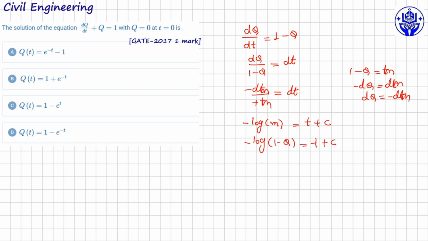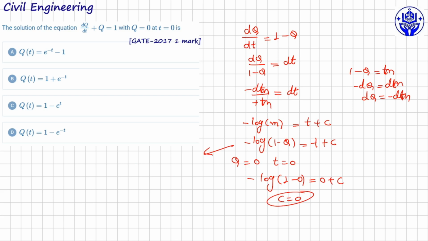So what can I do from here? It is log of 1 minus q. One thing is to use the initial conditions. The initial conditions given in this case are q equals 0 whenever t equals 0. Then it is log of 1 minus 0, and it is 0 plus c. Of course, log 1 will be 0, so c will be 0.